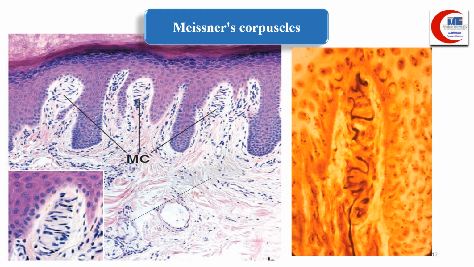These are the photos of the Meissner corpuscle. The Meissner corpuscle on the right side is stained by silver stain, and the photo which we can see on the left side is a Meissner corpuscle which is stained by H&E stain.